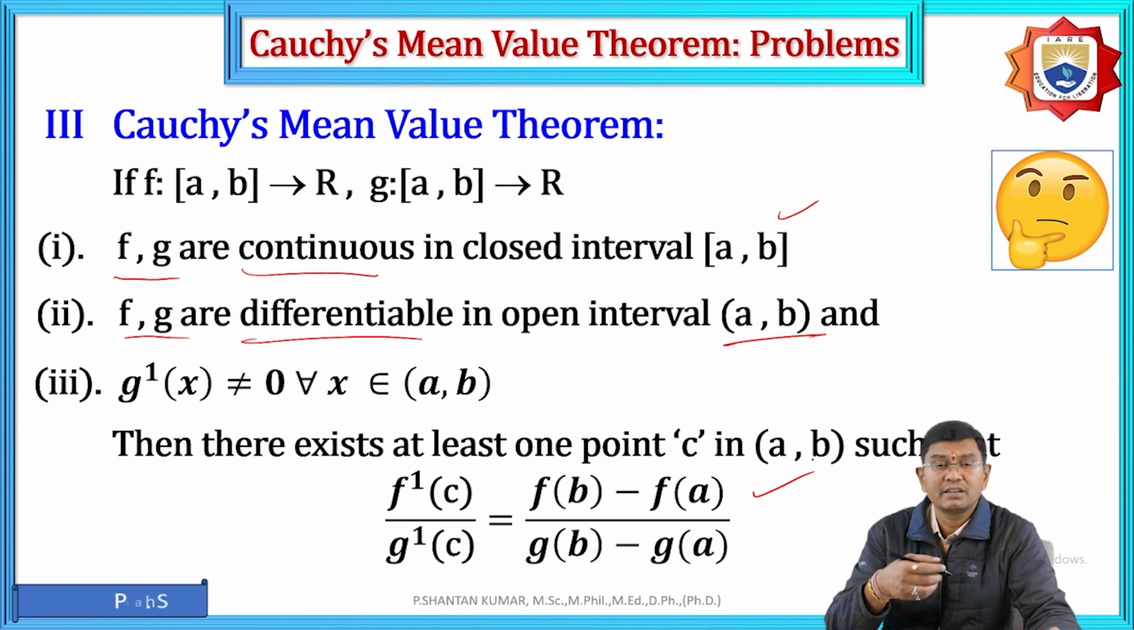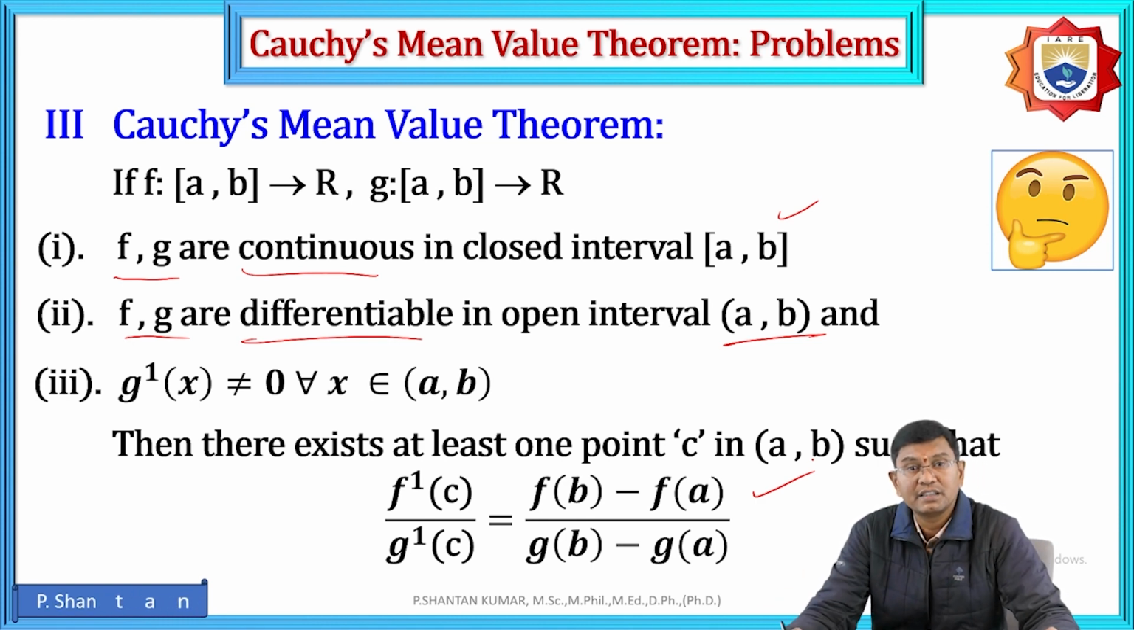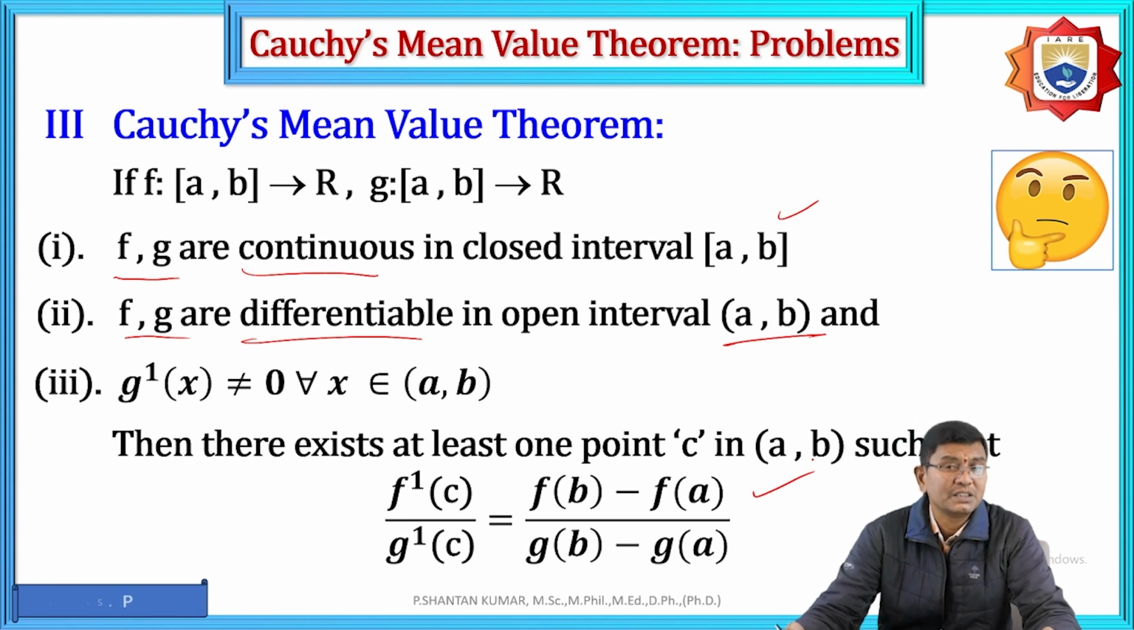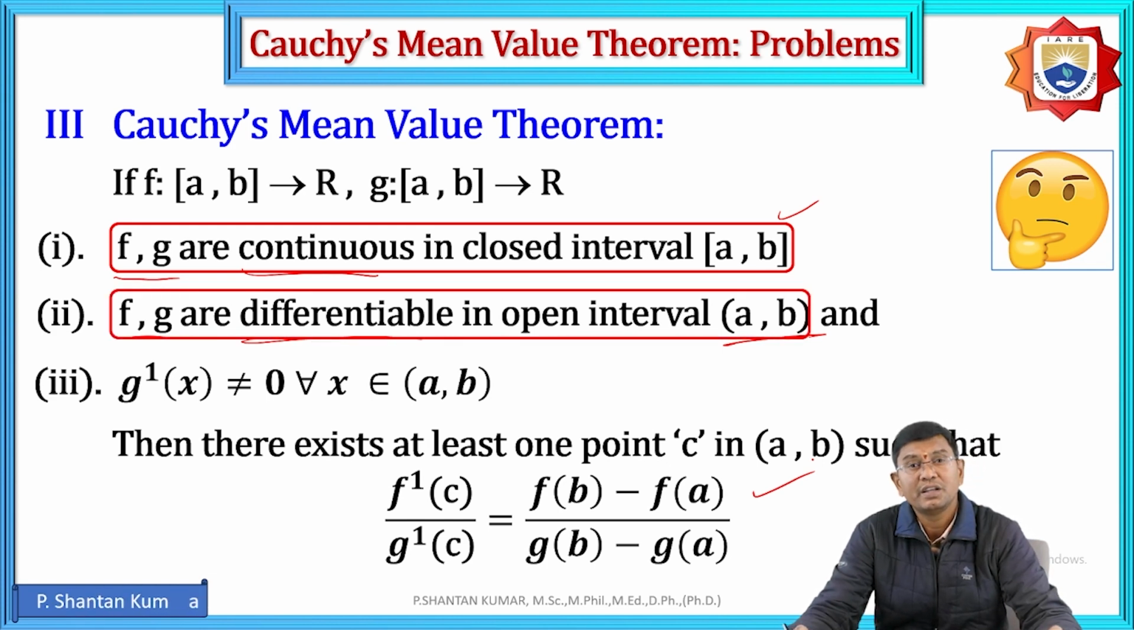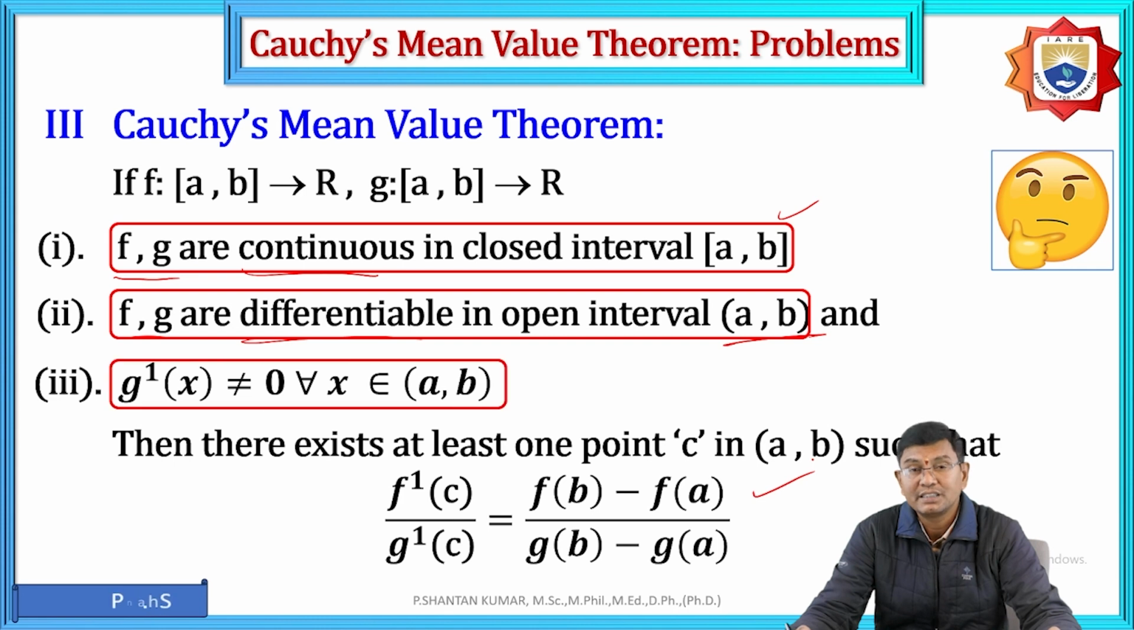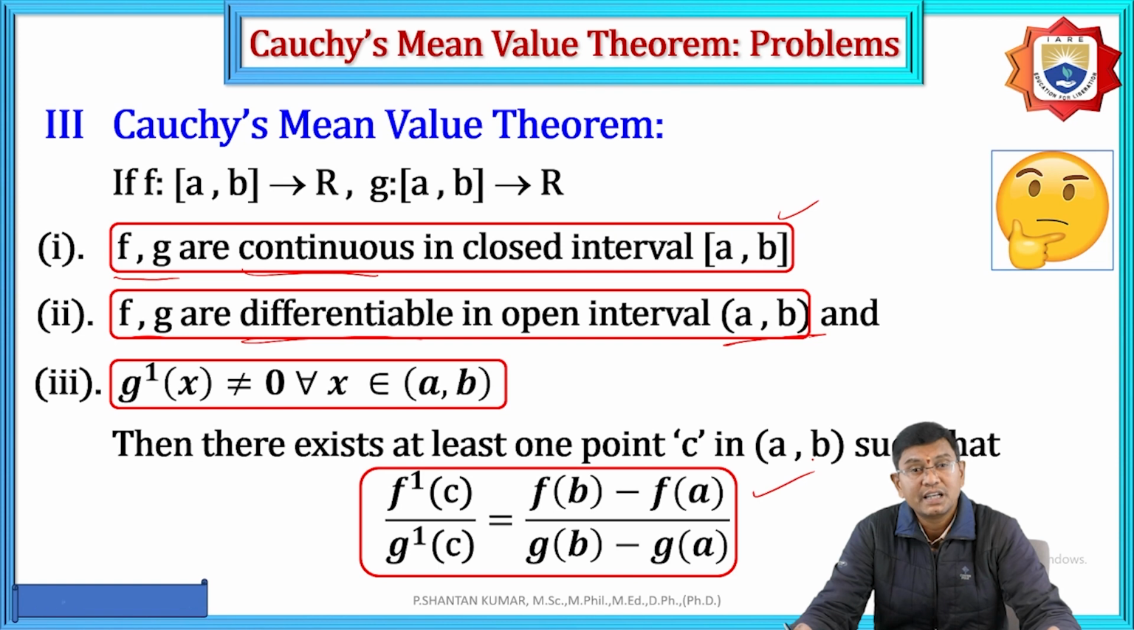This is similar to Rolle's and Lagrange's theorems, but here two functions are involved, clubbed into two parts, which defines Cauchy's mean value theorem. One: f comma g are continuous functions in the closed interval a comma b, and f comma g are differentiable in the open interval a comma b, and g dash of x is not equal to 0. Then there exists c belonging to a comma b such that f dash of c by g dash of c is equal to f of b minus f of a by g of b minus g of a. This is especially for Cauchy's mean value theorem, where two functions are involved.